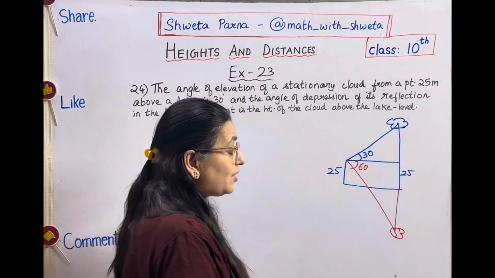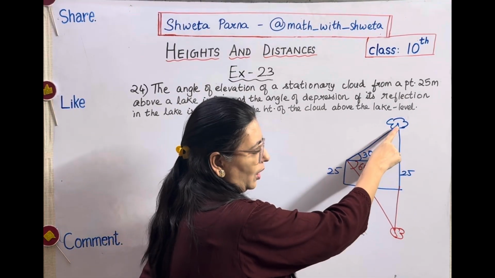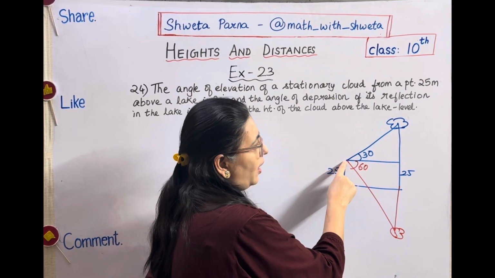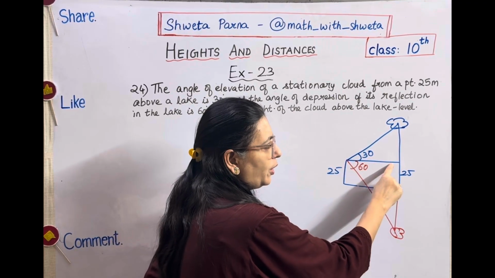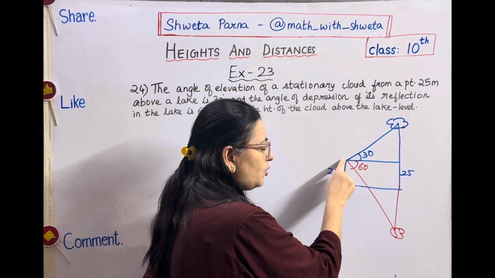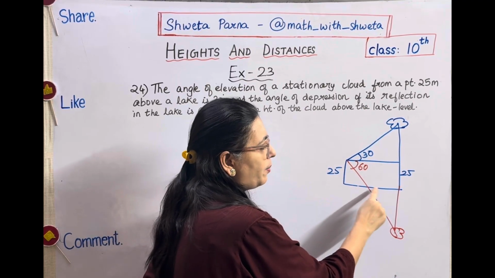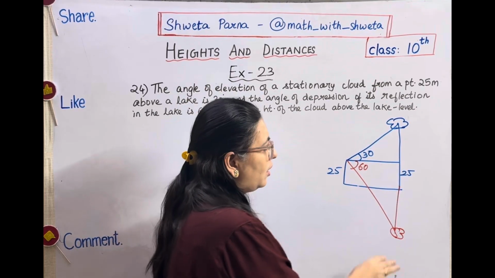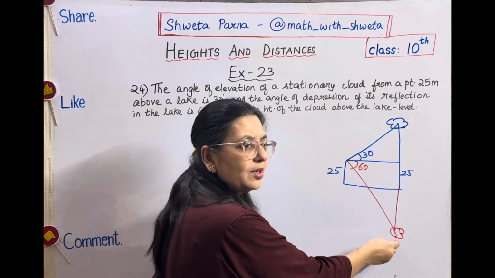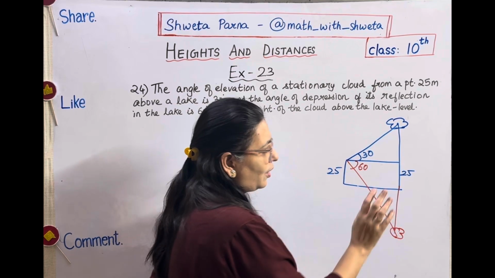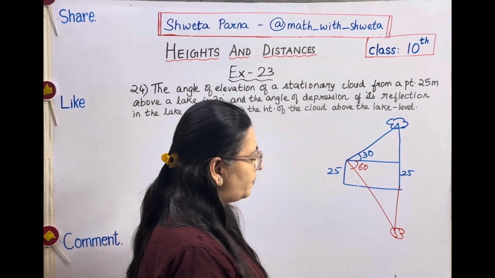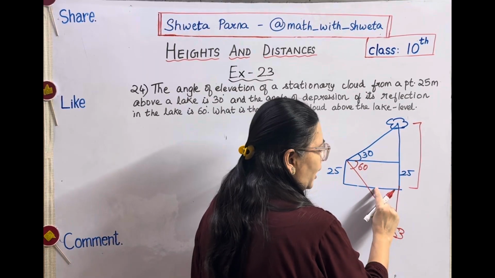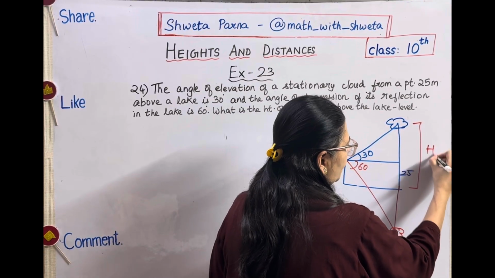See, I'll explain this. Diagram is very important. Draw a cloud just for reference, okay? From a point the angle of elevation is 30 degree. Now this point was 25 meter above the lake. So this is the lake, so it is 25 meter above the lake. The reflection of the cloud is inside the lake. So that is the angle of depression, which is 60 degree. Now let's assume that this height, this is the lake, so this height be h.